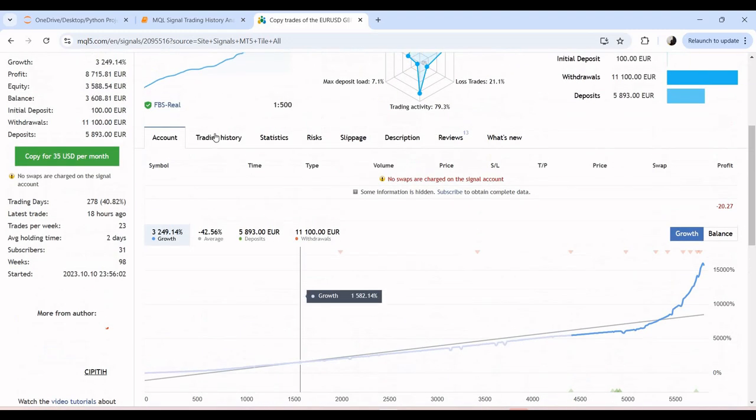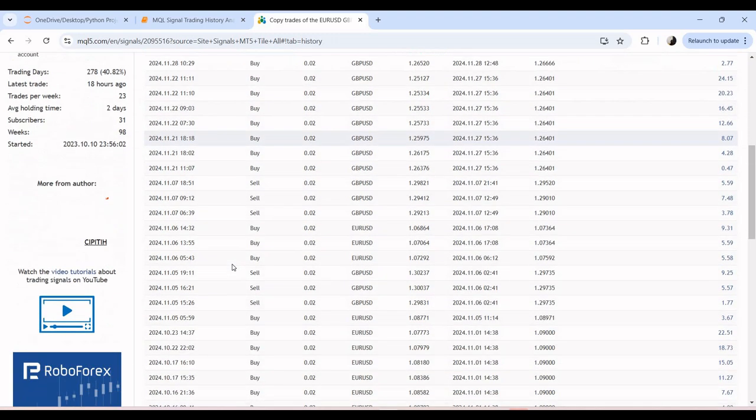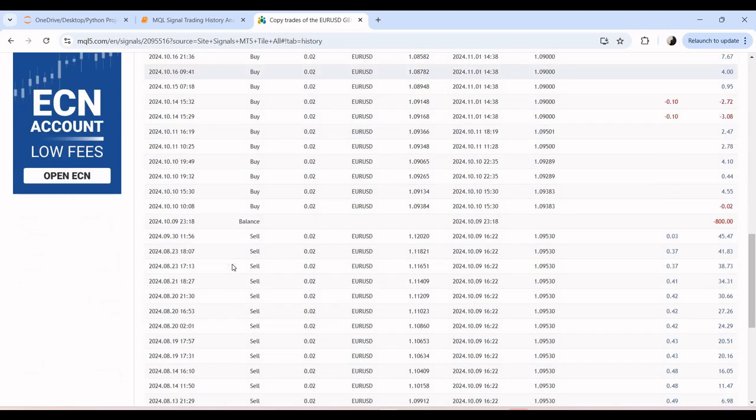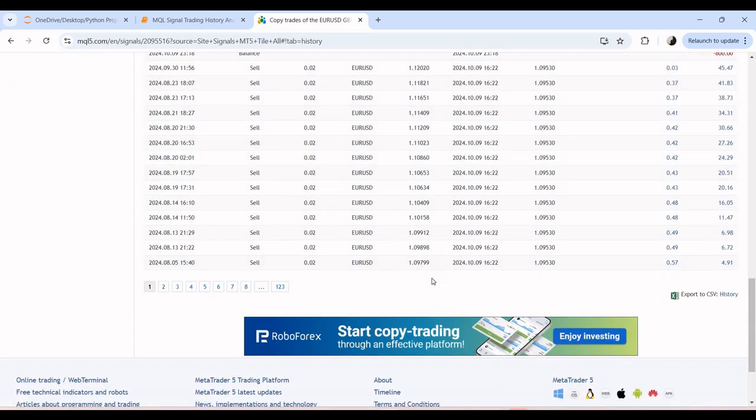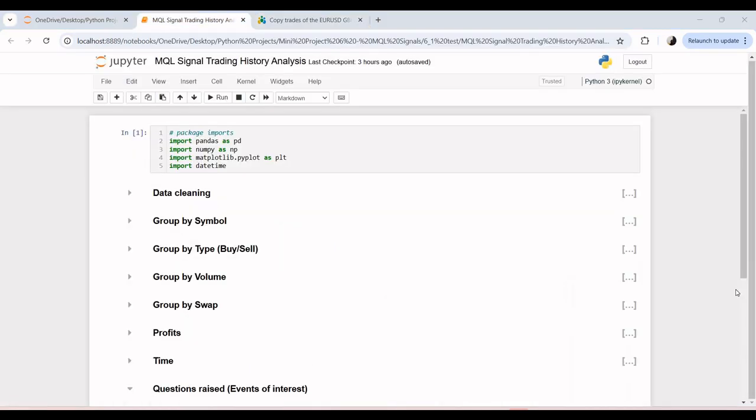But what we're really interested in here is this tab, which is the trading history tab. This gives you the trading history of the signal, and if you have an account with mql5.com, you can download the CSV file for this, so you have the entire trading history to analyze and help you decide whether or not you wish to subscribe to the signal. Okay, so let's analyze this.